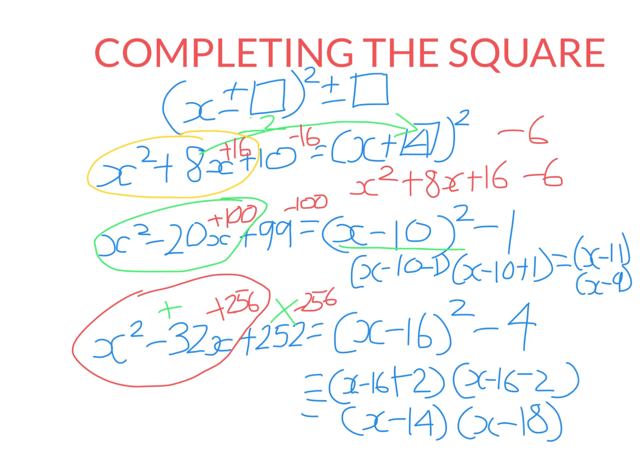But you can't factorise the sum of squares. If you end up with something like (x minus 3) squared plus 9, you can't factorise this any further because it's a square plus a square. It is the sum of squares, so just bear that in mind.